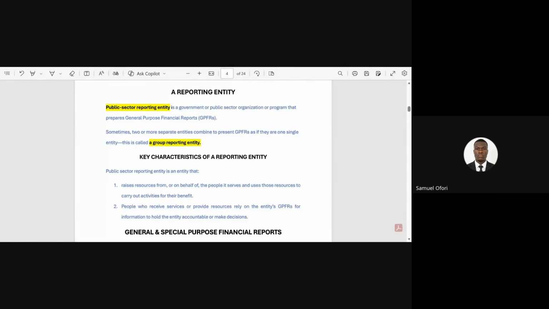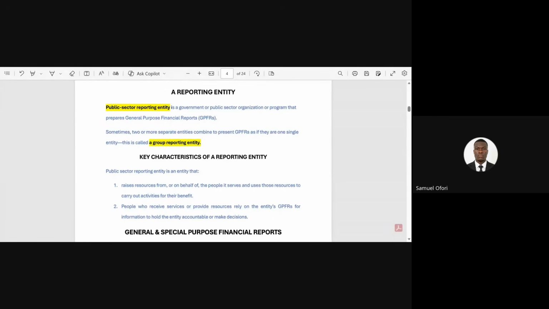Okay, that's fine. Entry Collins, you can help her. Oh, okay. So I think to understand this, the people who have provided resources or receive the services the entity is providing also demand information on whatever the entity has used the resources for. So they rely on the entity's general purpose financial reporting information to hold them accountable for whatever decisions they have made out of the resources they've taken from the people.